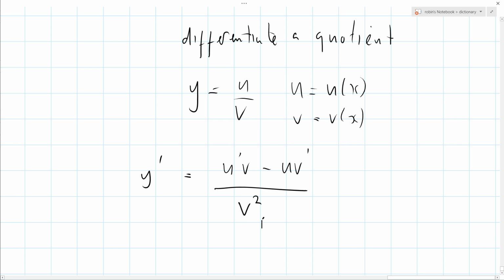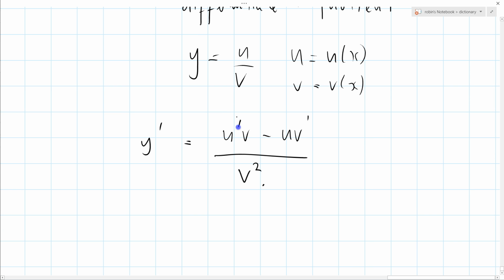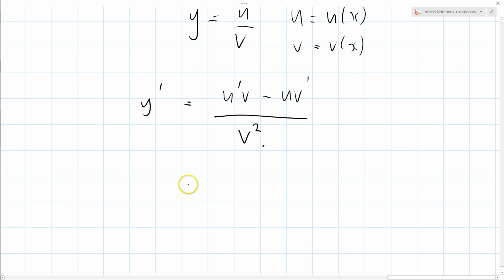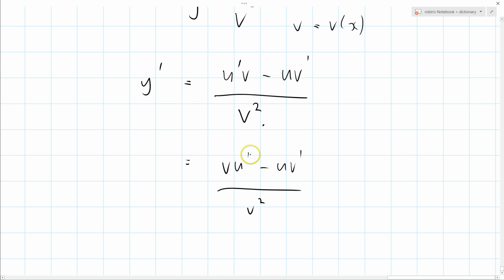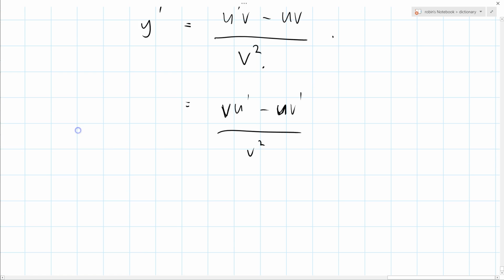You can prove it quite easily, but it's quite a nice little formula, this u dash v minus u v dash. Sometimes you see it's v du dx minus u dv dx over v squared, which is easy to say, I guess, but you'll notice that this swaps the order of u and v round, which doesn't matter for regular functions. But if you start dealing with matrix stuff, then it starts to be a bit confusing. So I normally stick with this one.